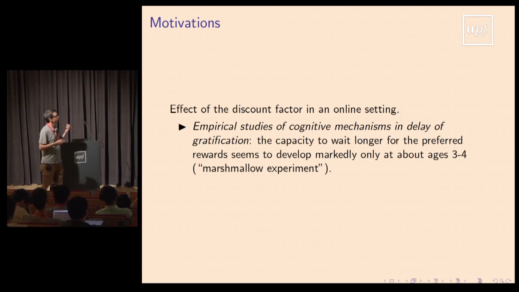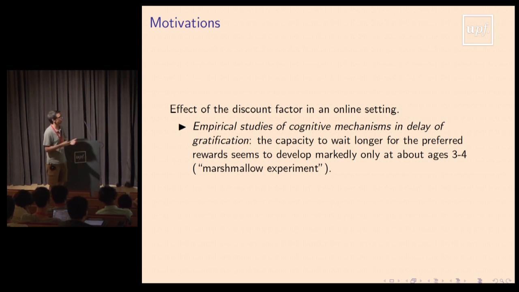And what you can do is to start with a lower discount factor and increase it through learning. And this is also similar to how animals and humans learn. There are empirical studies of cognitive mechanisms that say that only children starting from ages 3 or 4 are able to maximize the rewards after 10 or 15 minutes, right?